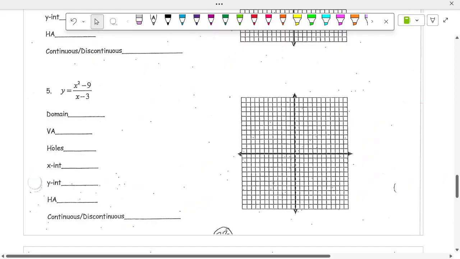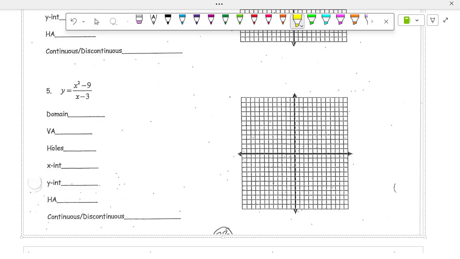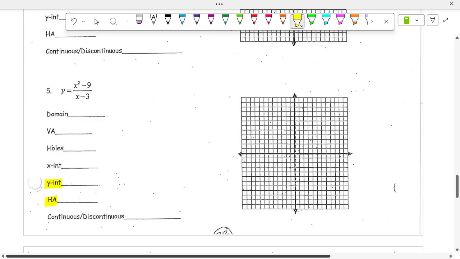So first off, we're going to find everything that does not require us to simplify first. What doesn't require us to simplify are the horizontal asymptote and the y-intercept. Everything else requires us to simplify.